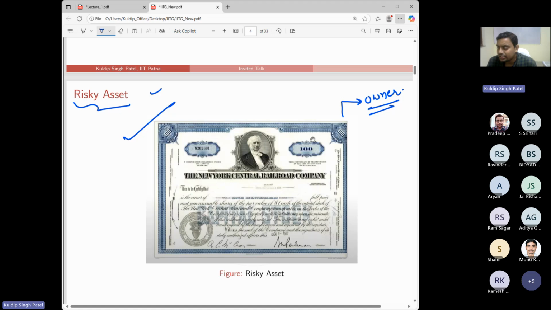So can anyone quickly tell what is the difference if you buy a bond and if you buy a stock? What is the key difference in both? Suppose, so bond is what? It is nothing but a document, right? Which banks provide you, and it says that if you buy a bond of rupees 100, after a certain time you will get 105, right? This is a bond. So bond is called a risk-free asset, right? So what is the key difference between bond and stock? Anyone?